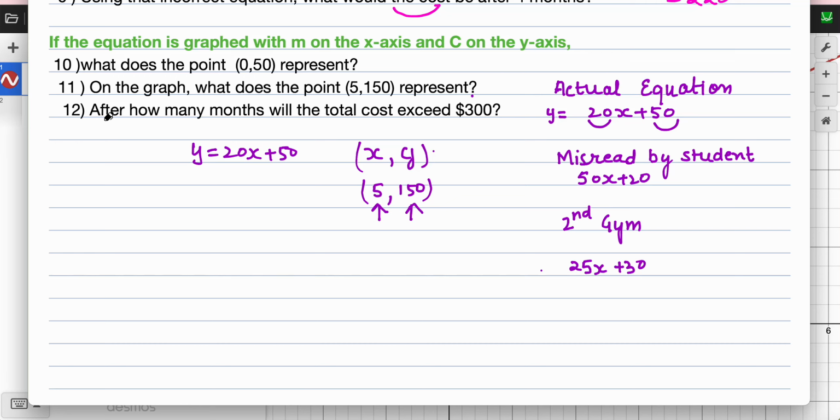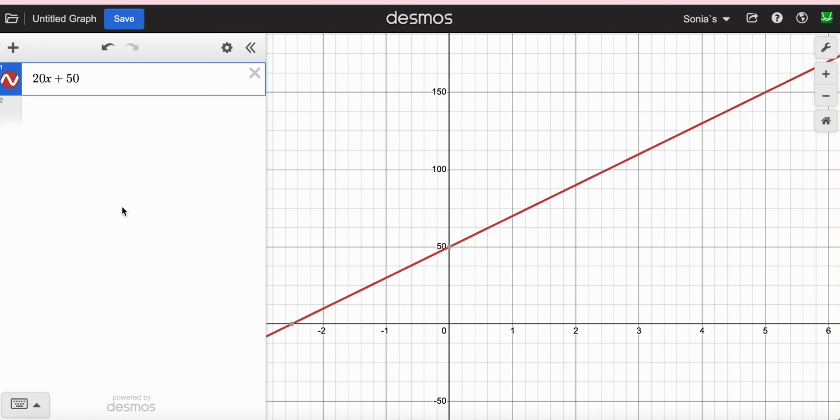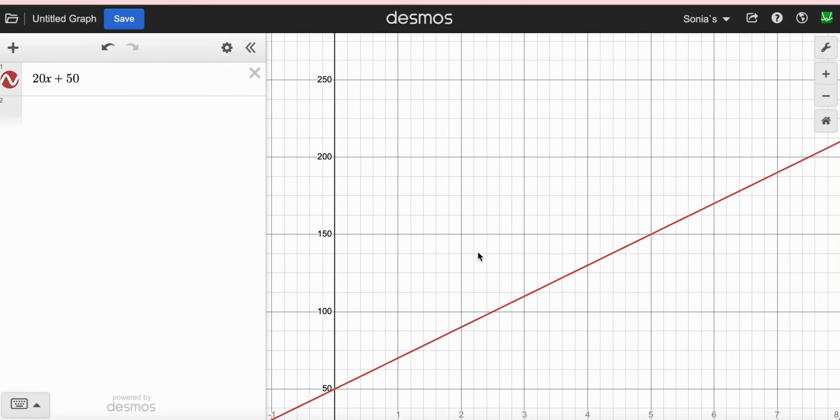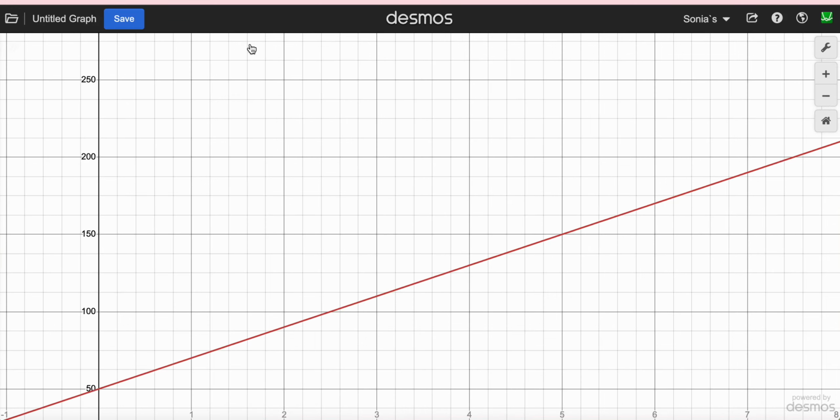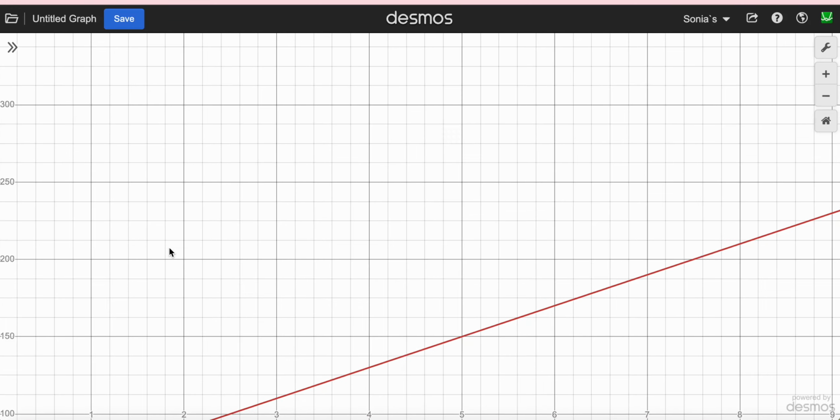Now when this question comes, after how many months will the total cost exceed 300? If you do it by the algebra method, the cost should be greater than 300, 20x plus 50, and you have to find the number of months for this. But if I use this one, the cost has to be more than 300. Now if you can just do it from here.